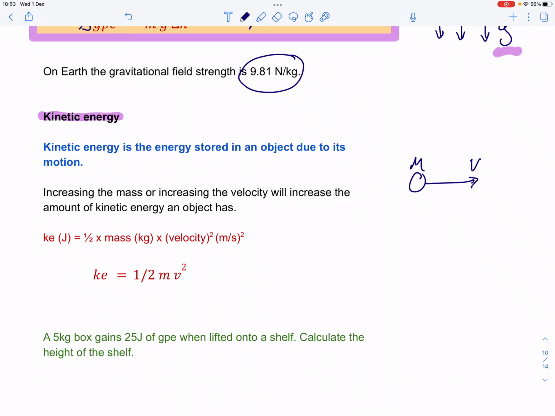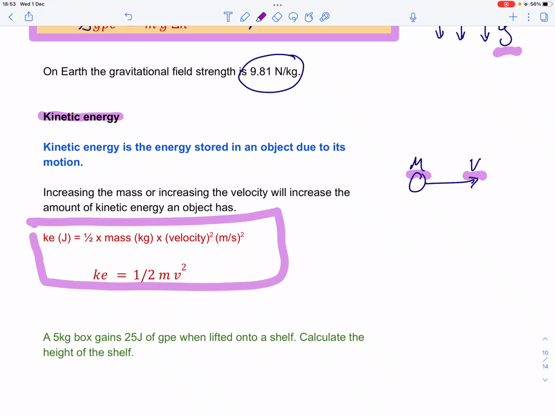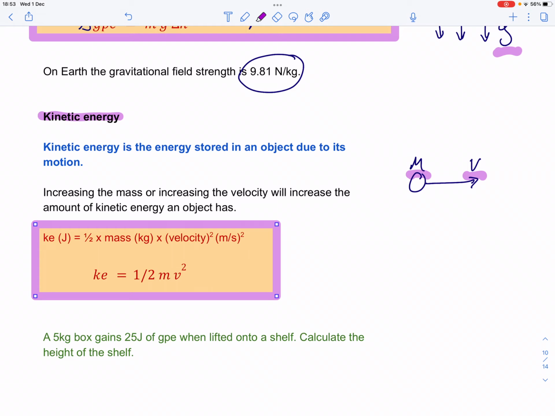So the two factors that affect the kinetic energy are the mass and the velocity at which it is going. But it's a slightly more complicated relationship than with gravitational potential energy. In fact, and I'm not going to derive this or look at where it comes from, we just need to be able to remember the equation. The kinetic energy is equal to a half, which is just 0.5, multiplied by the mass of the object, multiplied by the square of its velocity. Whatever the velocity is, you square it, and then you multiply it by 0.5 times the mass.